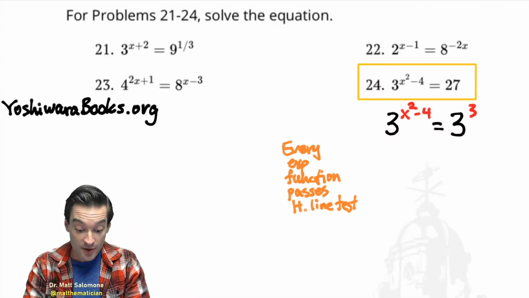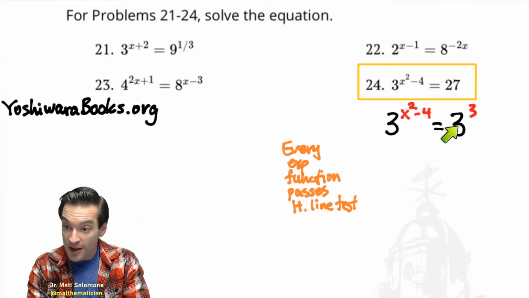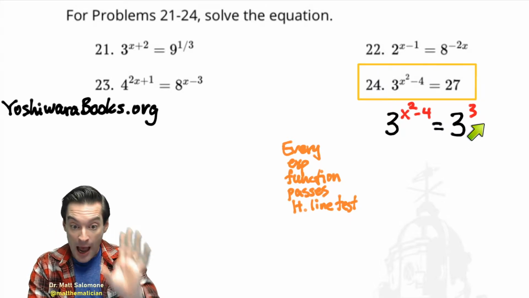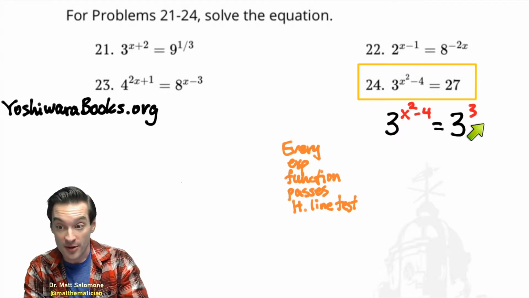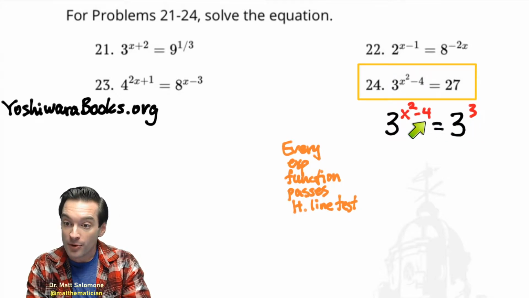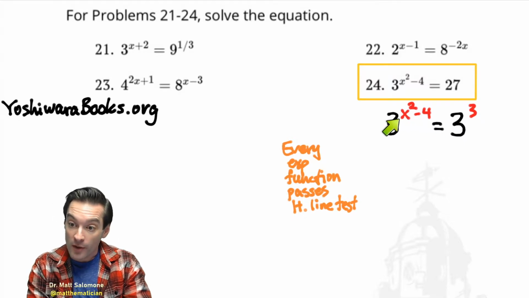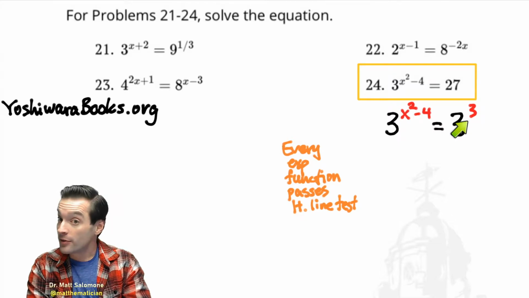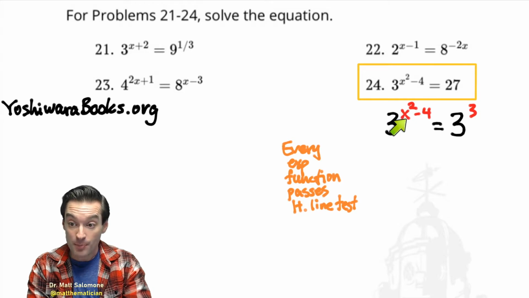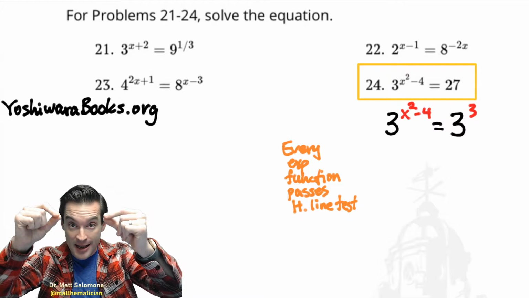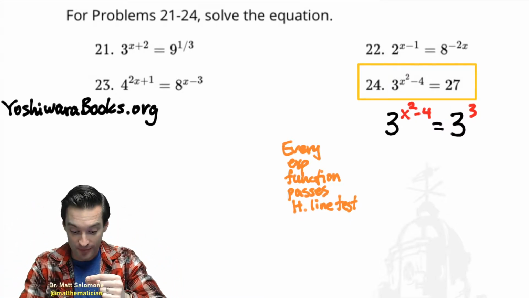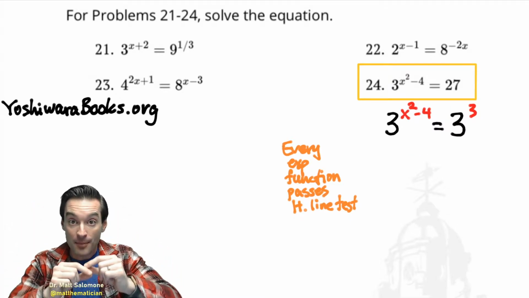How does that help me in this equation right here? Well, both left and right-hand sides we can think of as outputs from the function f of x equals 3 to the x, or f of t equals 3 to the t, whatever, 3 raised to the power. Both of these are outputs from that function. One of them is an output with an input of x squared minus 4. The other one is the output with an input of 3. But because every exponential function passes the horizontal line test, if I put both x squared minus 4 and 3 into an exponential function and I get the same output, equal sign, right, that must mean that the inputs were the same.